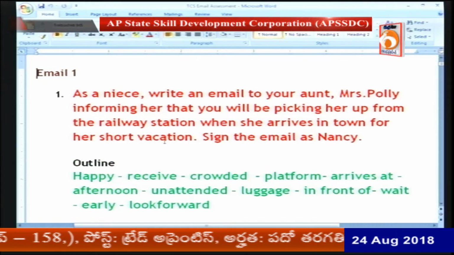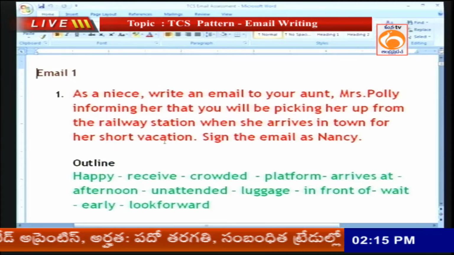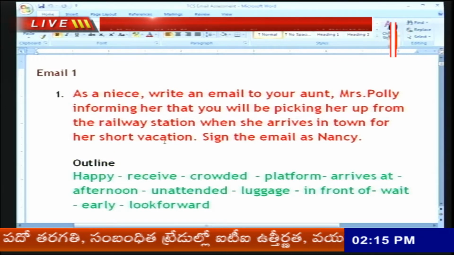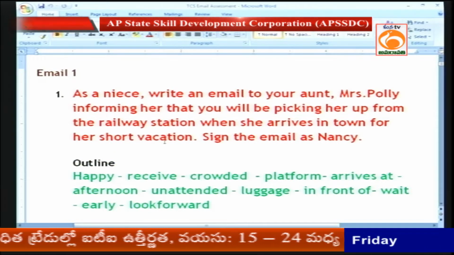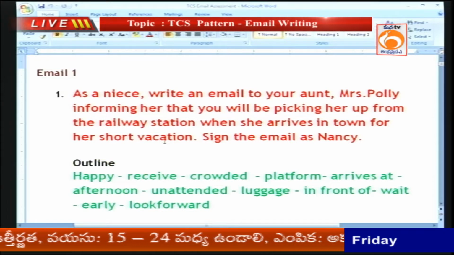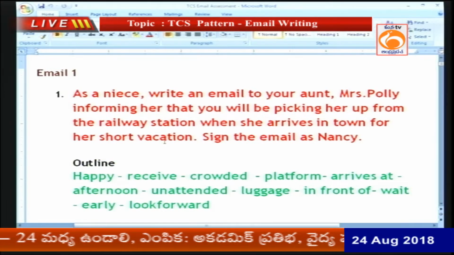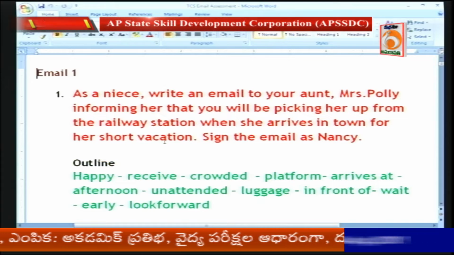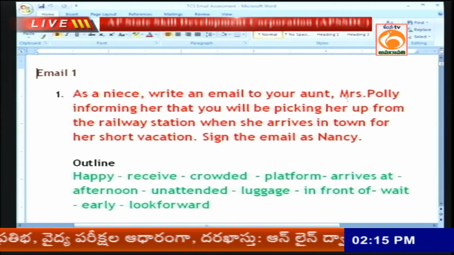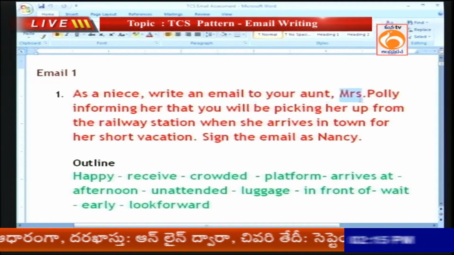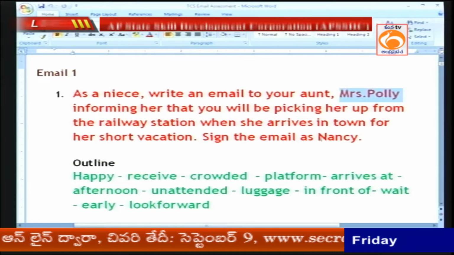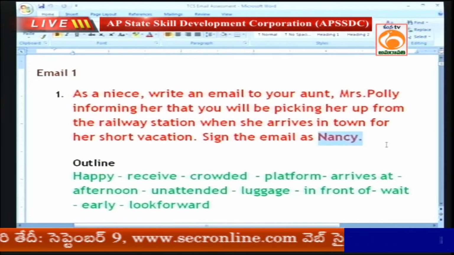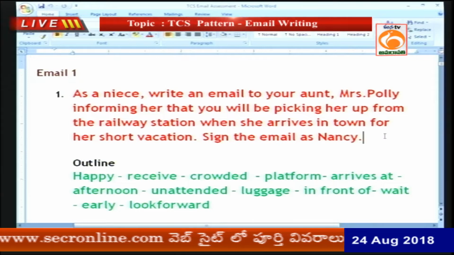As a niece, write an email to your aunt, Mrs. Polly, informing her that you will be picking her up from the railway station when she arrives in town for her short vacation. Sign the email as Nancy. So if you look closely, there is a name which is mentioned as the receiver, and there is also a name which explains who should be the sender of the email.